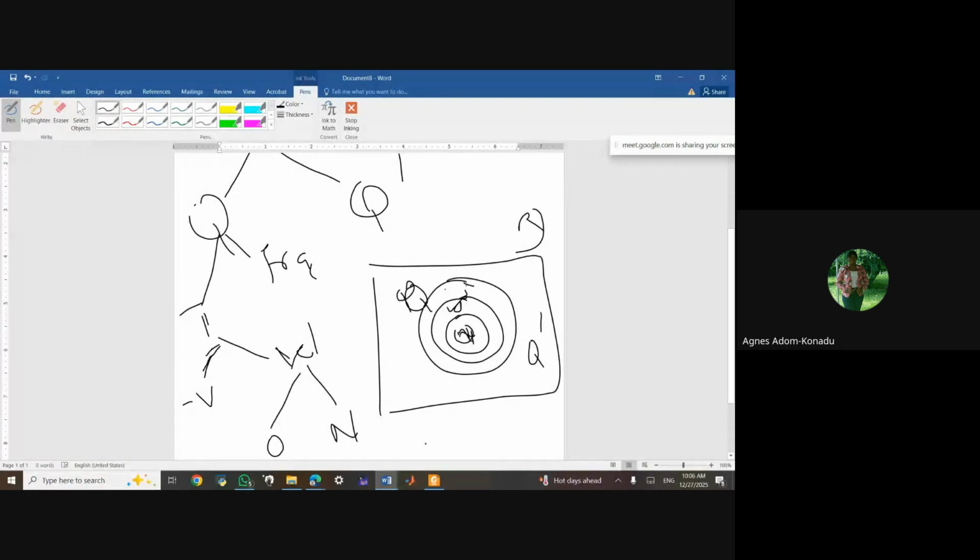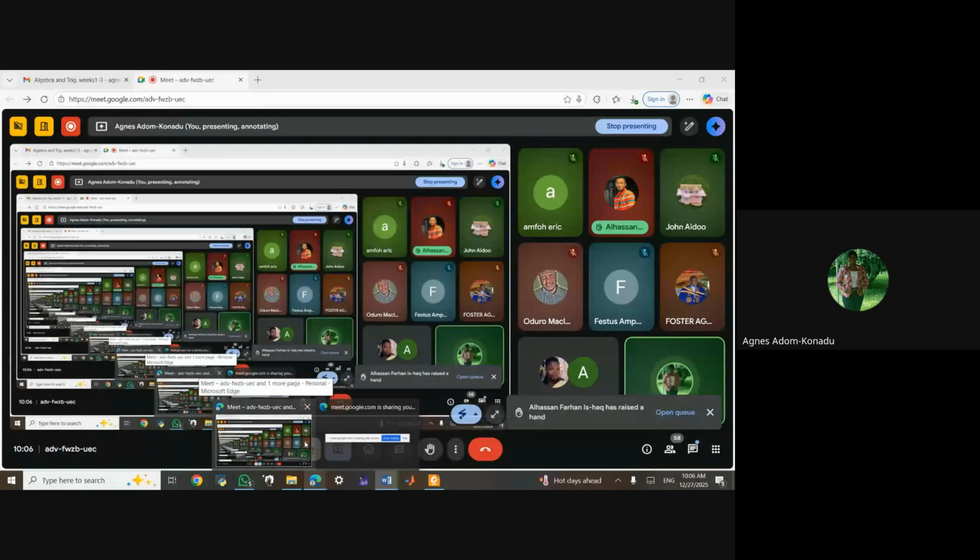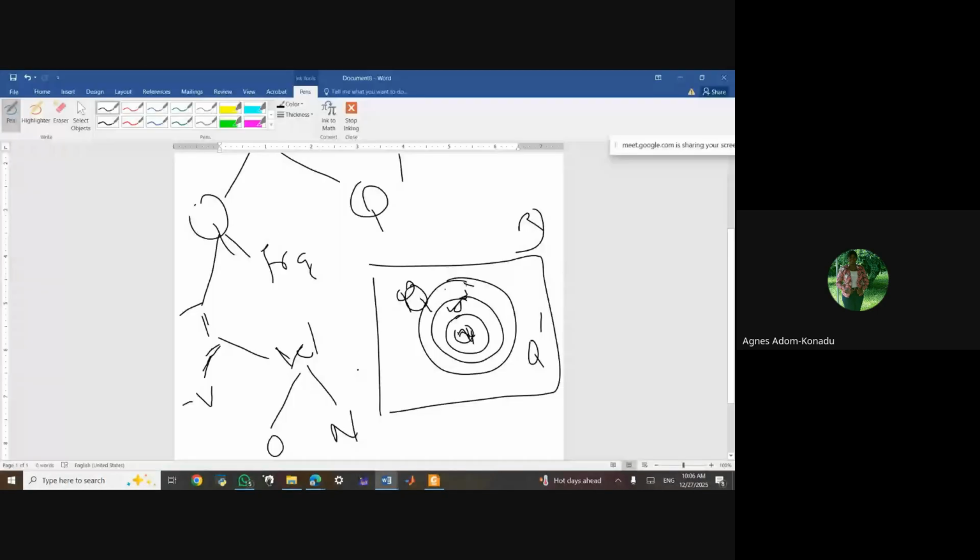Hassan, your hand is up. Yeah, madam, please, how can you represent the real numbers? The real numbers, that's what I've done here in the Venn diagram. I have my R, I have Q and I have Q prime. This is my Q, this is my Z, this is my W, and inside is my N. That's my R.